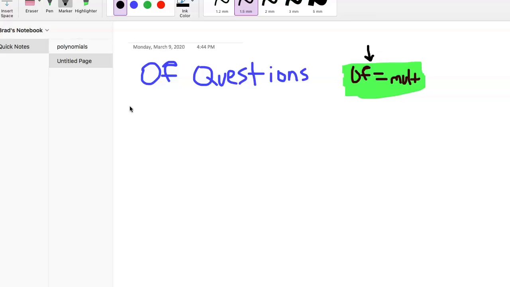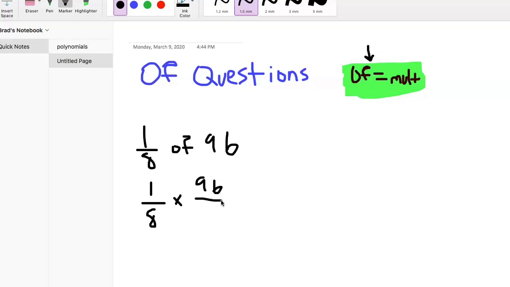So what if it said 1/8 of 96? So you got 1/8 of 96. Okay, same thing, right? We said when we see "of," it means multiply. So there's 1/8. There's my multiply. There's 96. And just remember you're putting a fraction and then you're just putting a 1 underneath it. Okay, and that's really all you got to do.